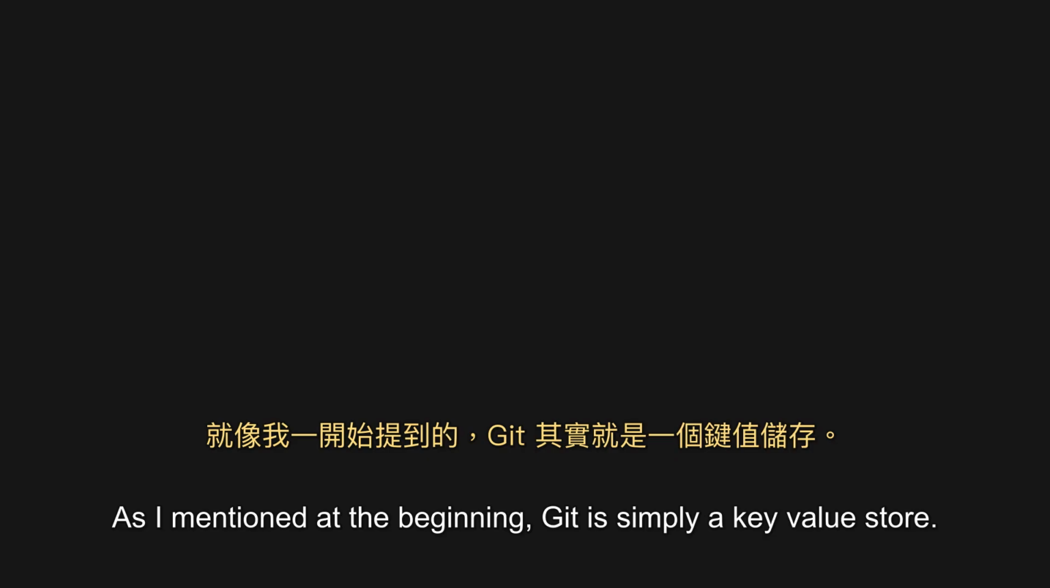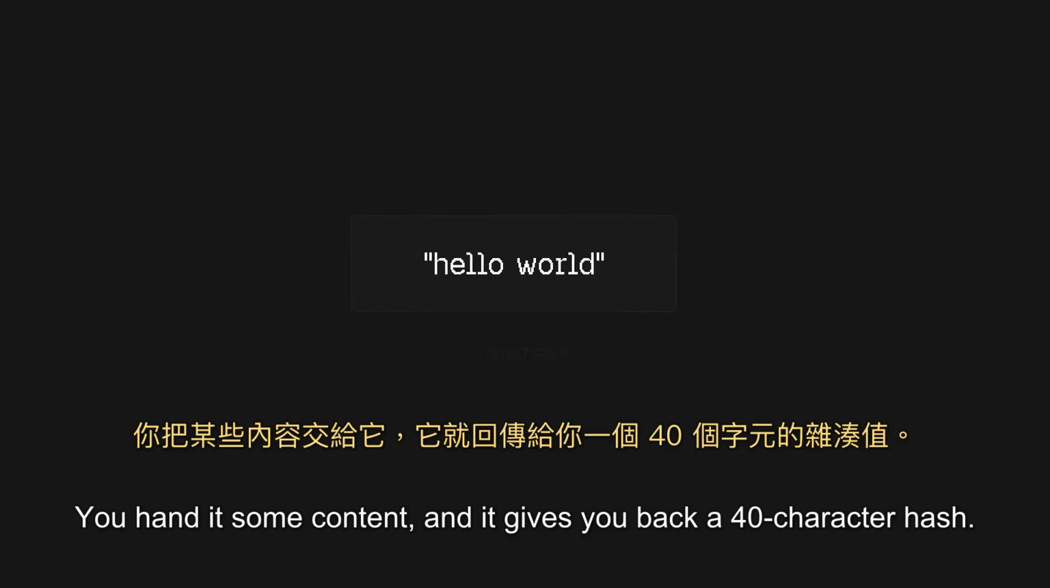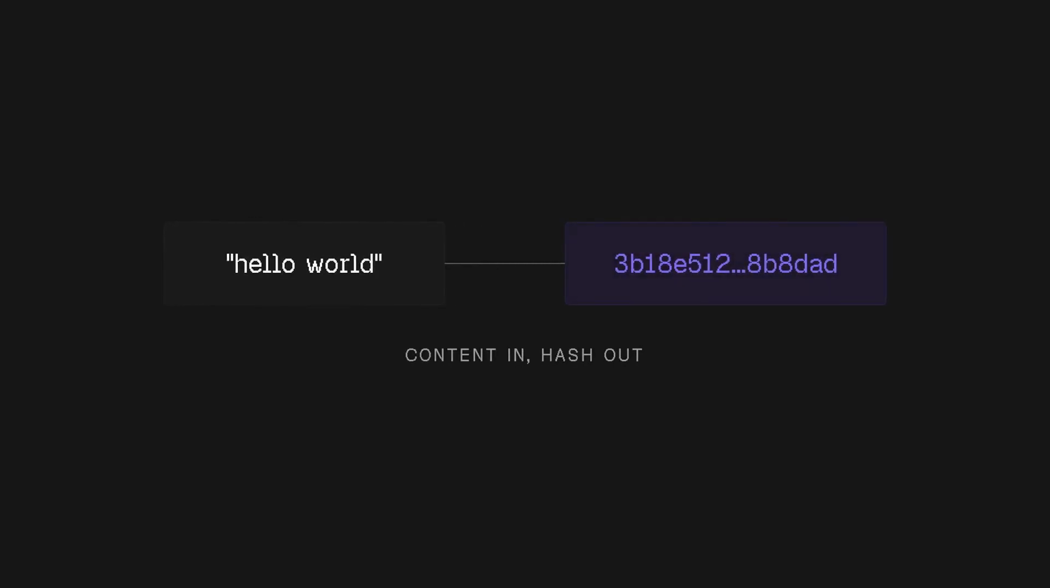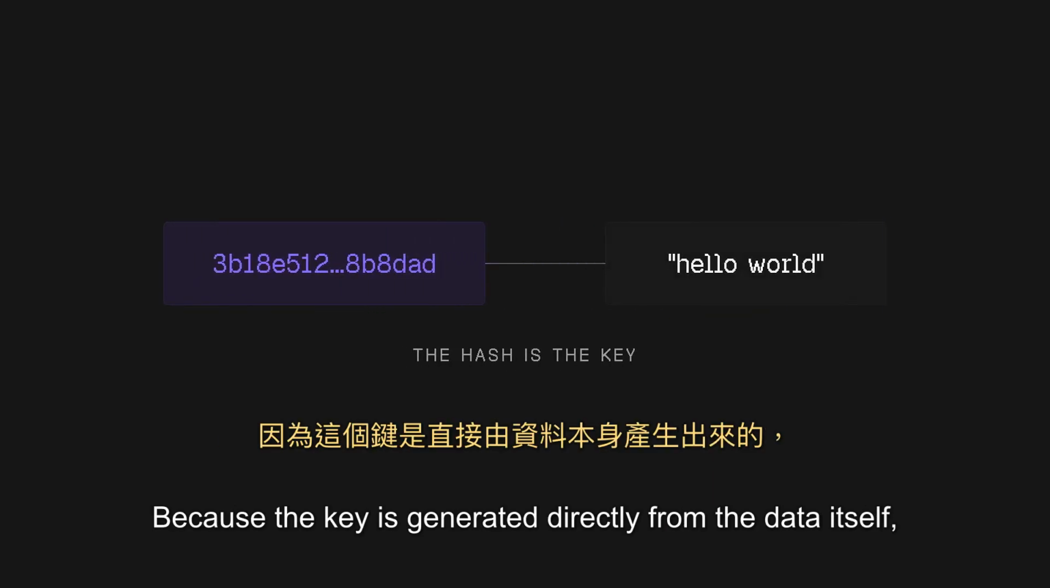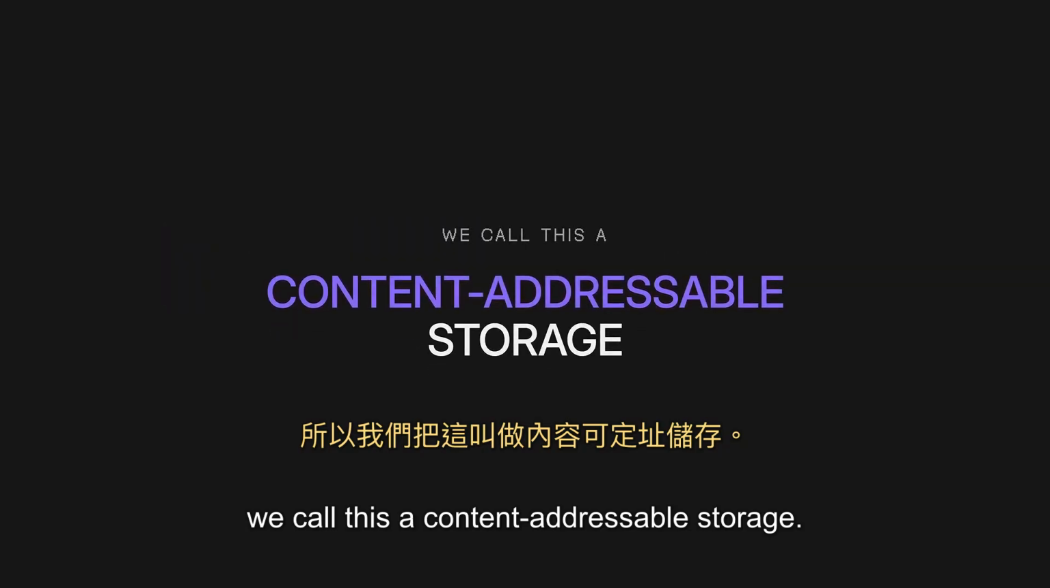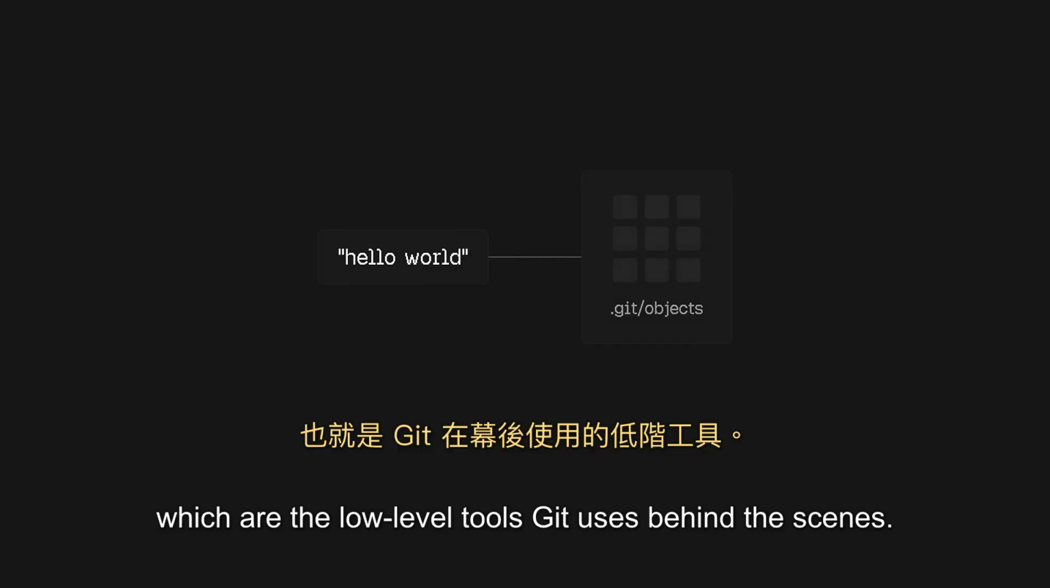As I mentioned at the beginning, Git is simply a key value store. You hand it some content and it gives you back a 40-character hash. That hash becomes a key you use to retrieve your data later. Because the key is generated directly from the data itself, we call this content addressable storage. We can prove it using plumbing commands, which are the low-level tools Git uses behind the scenes.